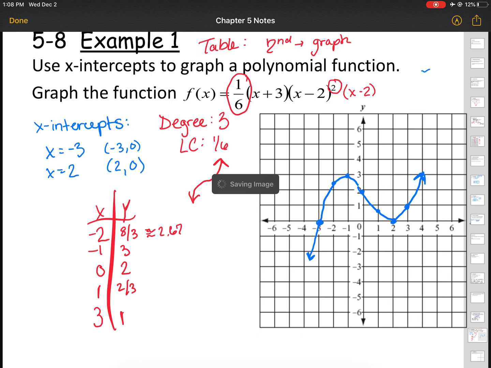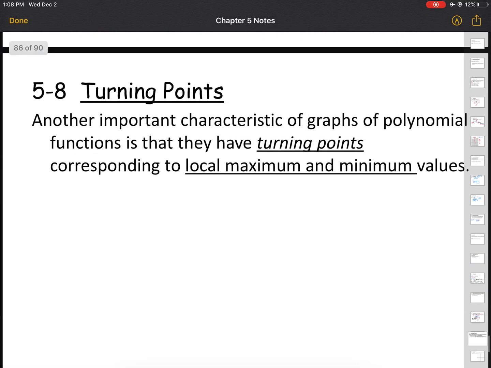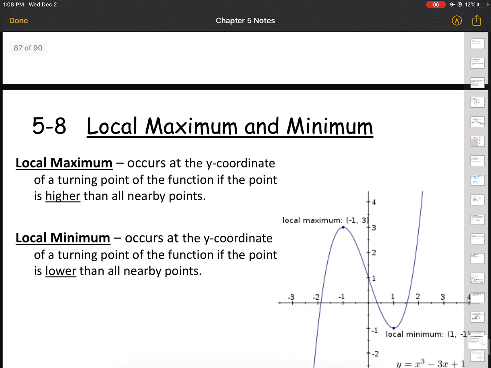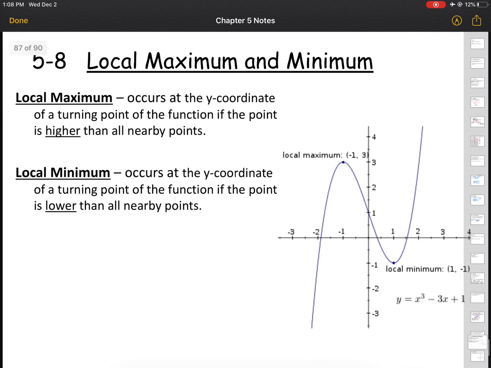Okay, so how we can talk about how many turning points there are going to be in our graph is another important characteristic of polynomial graphs. These turning points correspond to local maximum and minimum values. So thus far we've only talked about maximum and minimum values back in chapter 4, but there can be more than one maximum or minimum.